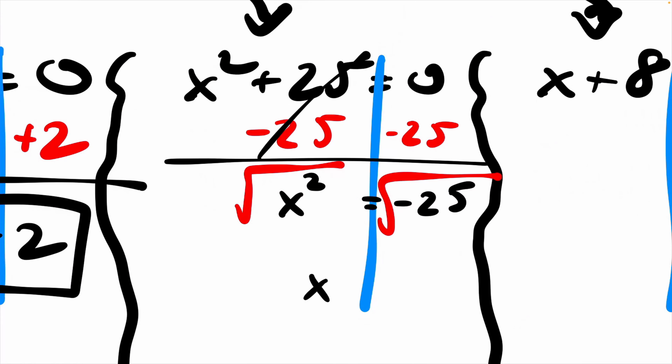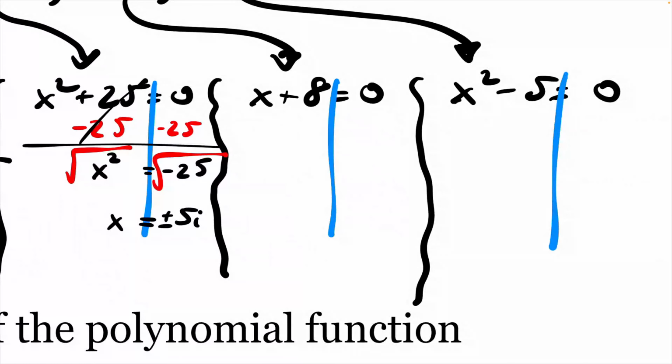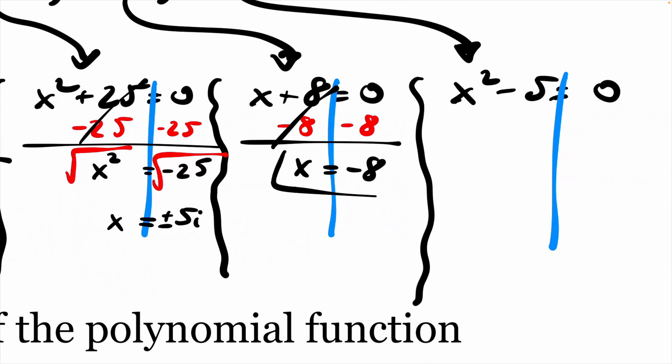So anytime we take a square root, how many answers are we going to get? 2. So what is the square root of negative 25? Plus or minus 5i. Good. There's 2 more answers. Now let's go to the last 2. Minus 8, minus 8. Negative 8.